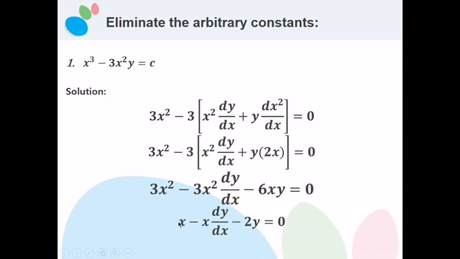So if we multiply all terms by 1 over 3, or we are going to simplify this equation, we have x, okay?